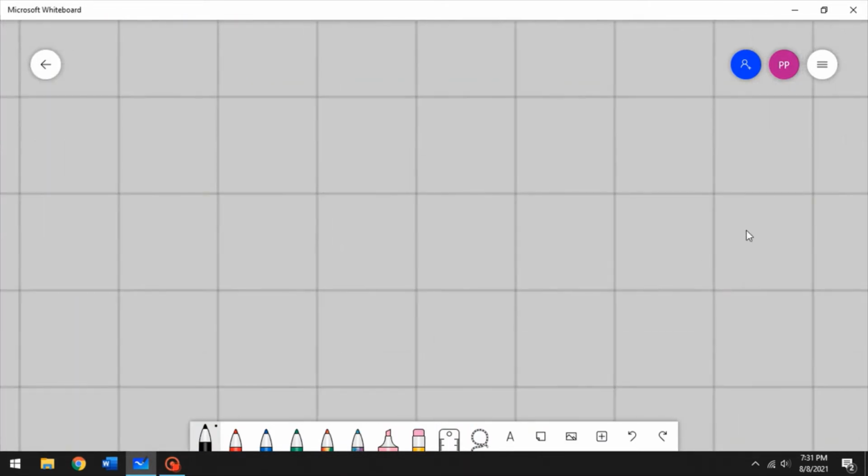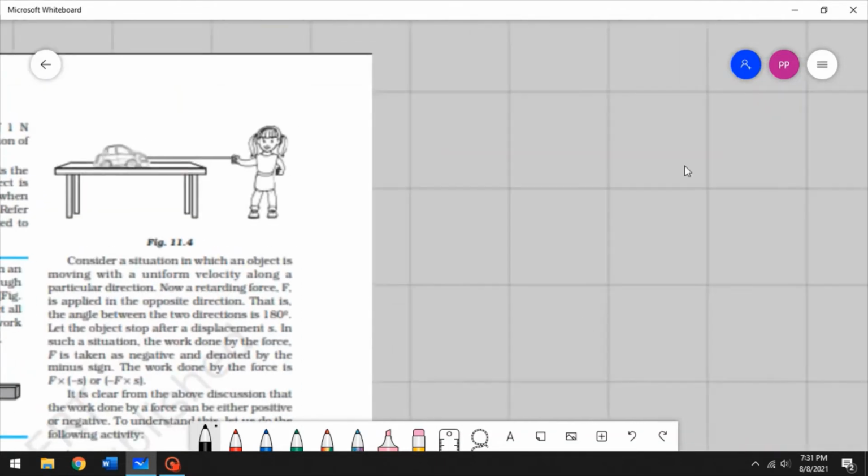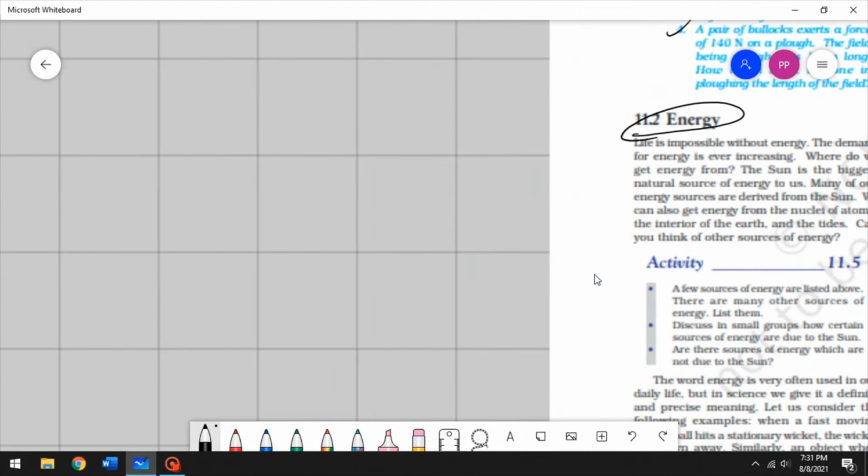Alright, this is an important relation that you should know because that will help you solve your numericals. That is going too far.